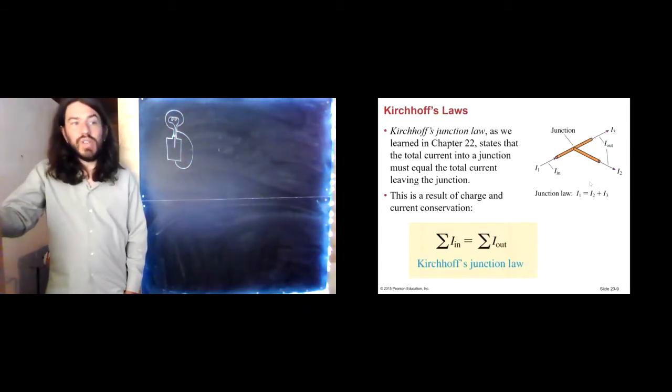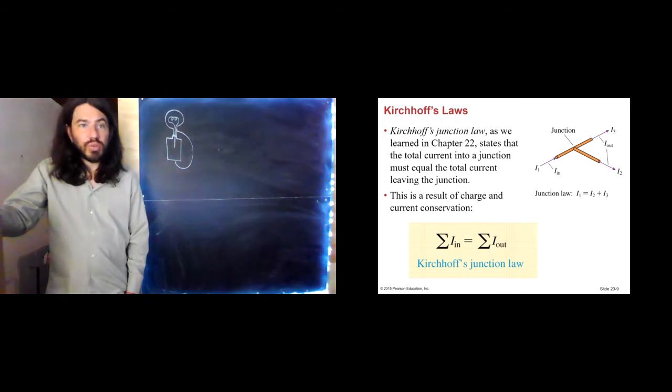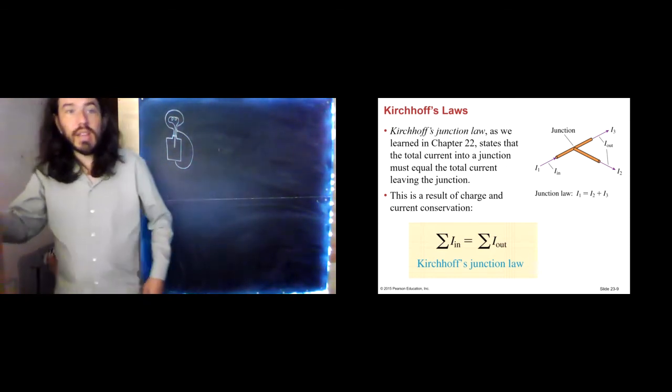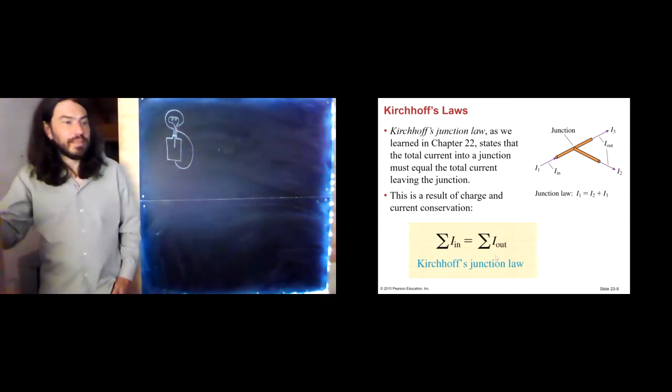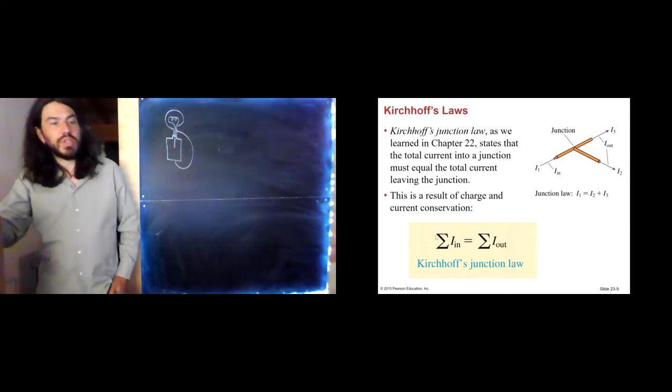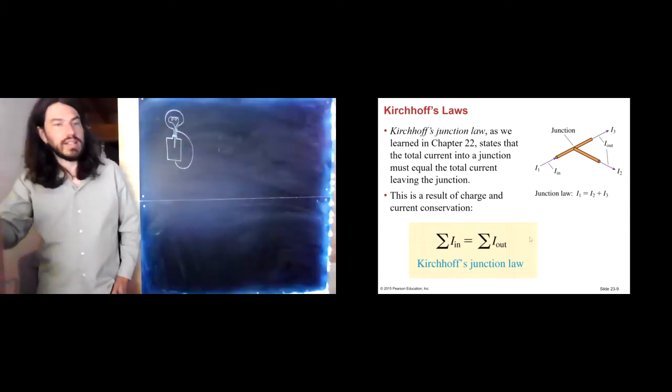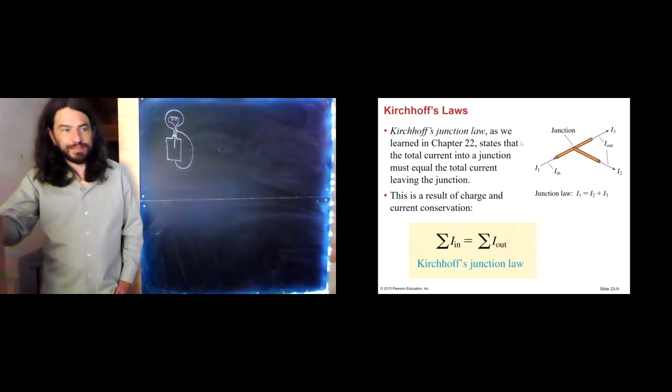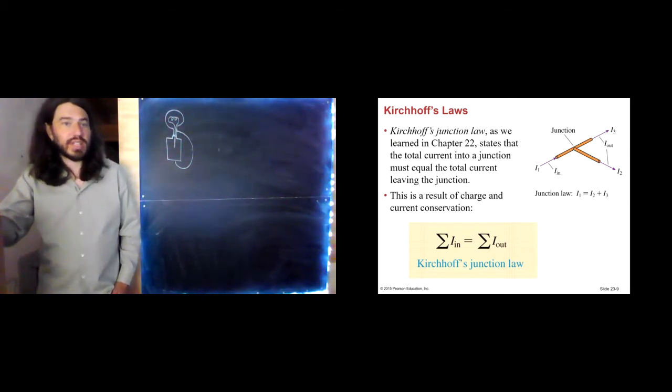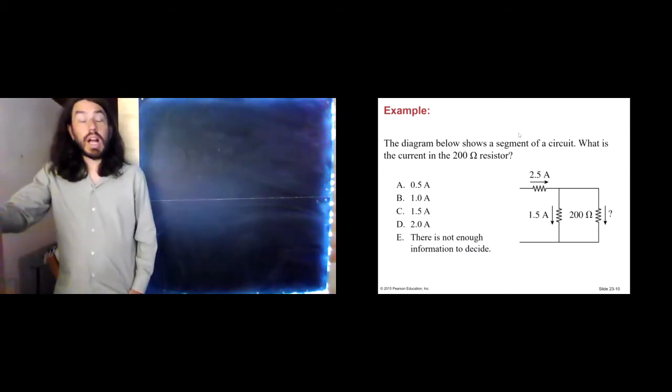Okay, this is a review slide, Kirchhoff's junction rule. We already learned about this in the last chapter. It says that the currents into some junction always equal the currents out of that junction. And again, this is just a statement of the conservation of charge. Let's practice using it real quick.